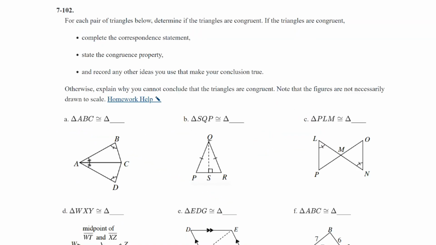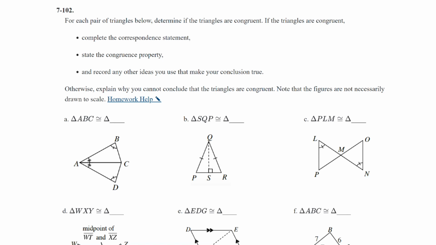Question 102. For each pair of triangles below, determine if the triangles are congruent. If the triangles are congruent, then complete the correspondence statement, state the congruency property, and record any other ideas you use that make your conclusion true. Otherwise, explain why you cannot conclude that the triangles are congruent. Note that the figures are not necessarily drawn to scale.